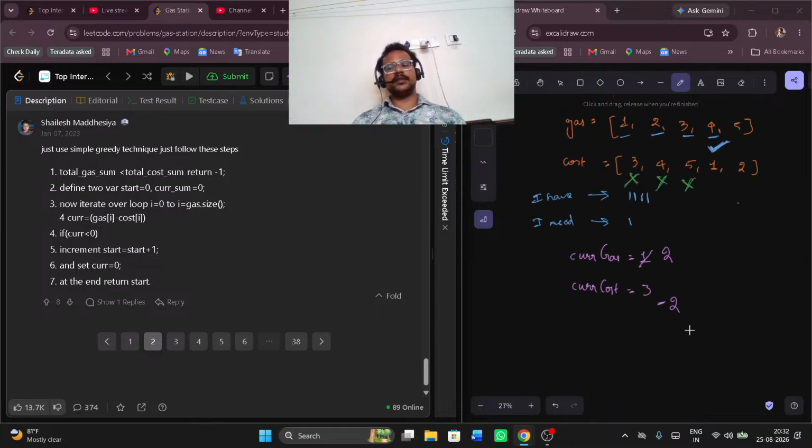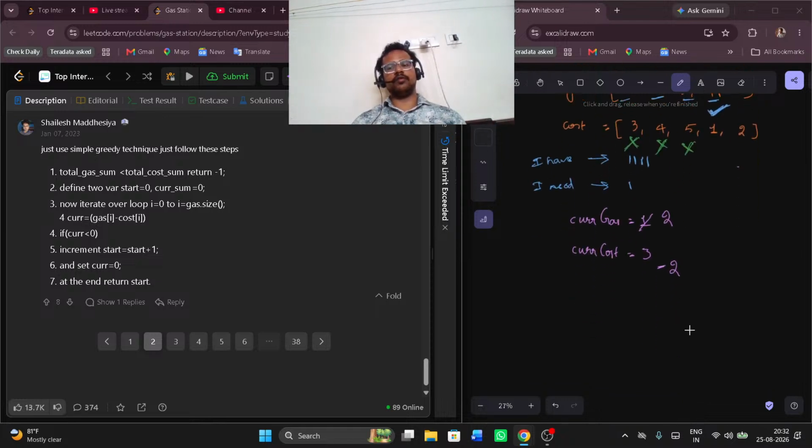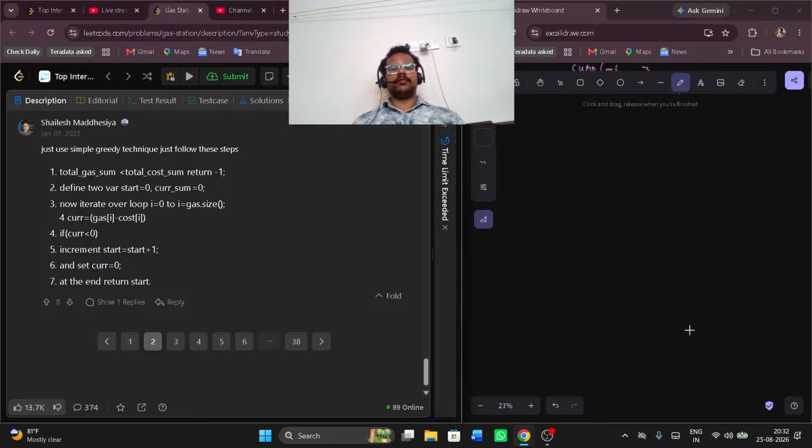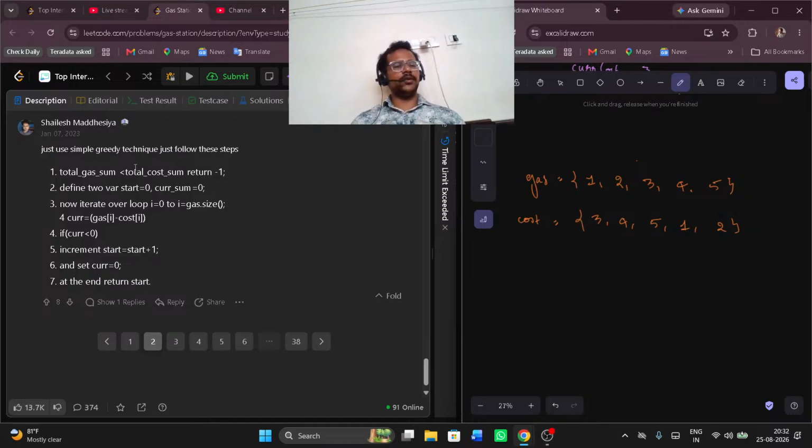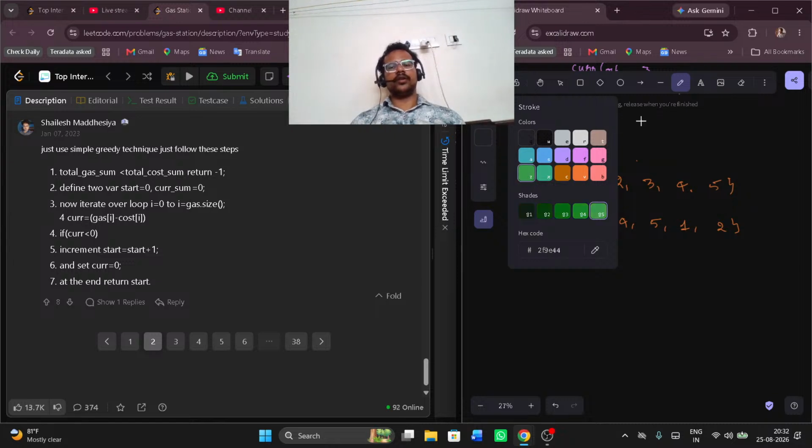Okay, let us try this algorithm with this example. Gas is equal to 1 2 3 4 5. Cost is equal to 3 4 5 1 2. Right, so what I'll do: total gas sum is less than total cost sum. Okay, let us see.